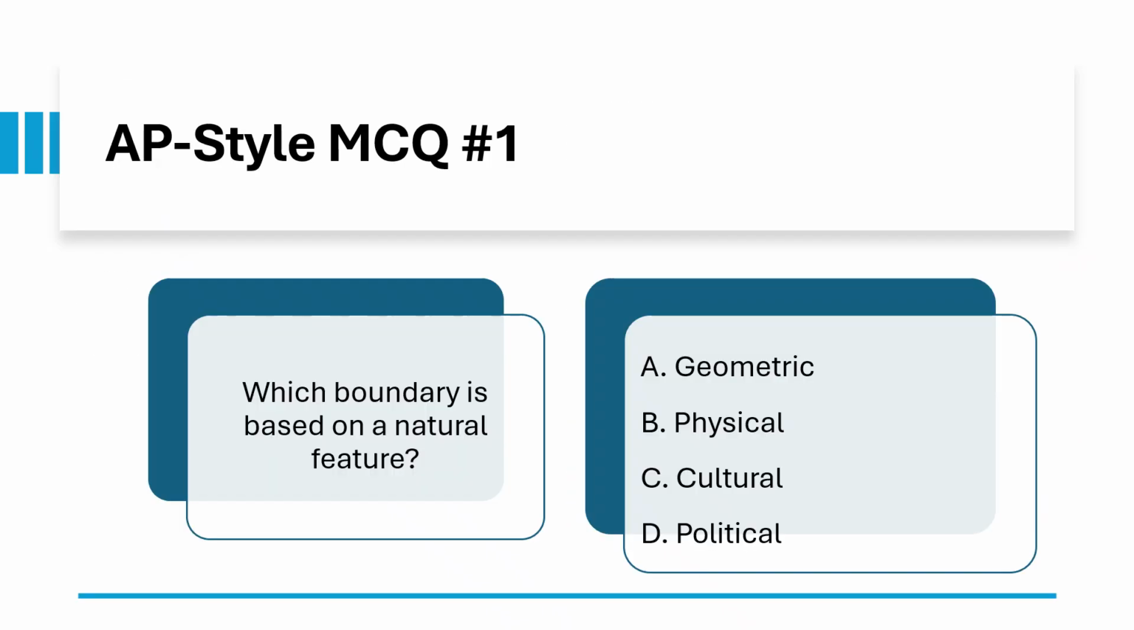Let's look at some AP-style multiple choice questions. Question 1. Which boundary is based on a natural feature? Is it A, geometric, B, physical, C, cultural, or D, political? I'm going to give you about 10 seconds. Please choose the best answer from the choices given. If you chose physical, you're 100% correct.